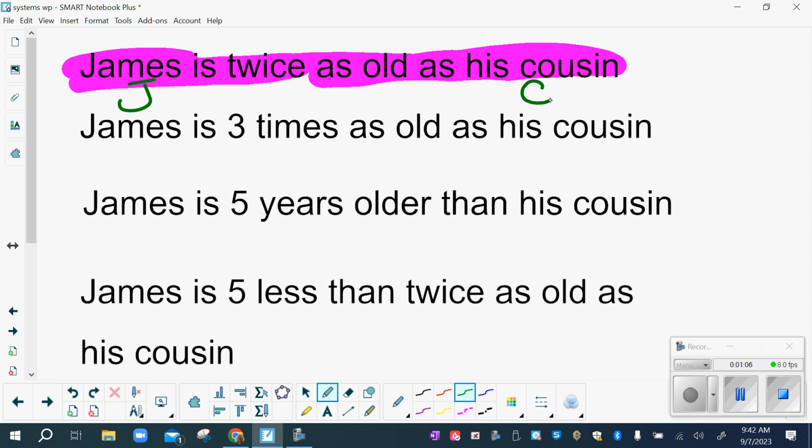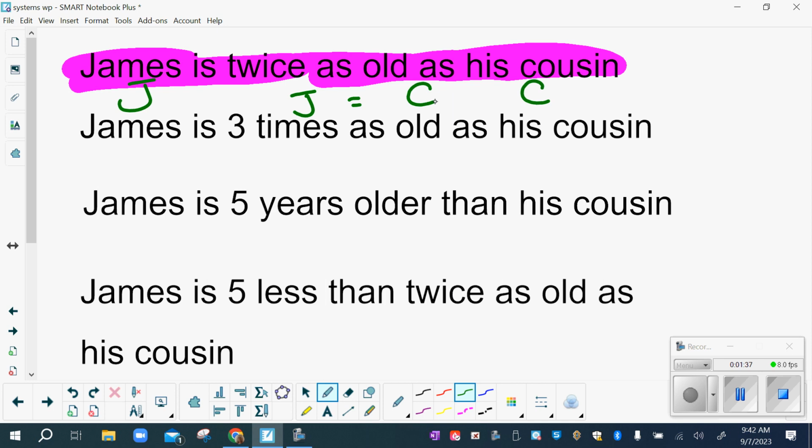I want to know, just reading that, James is twice as old as his cousin, who is the older one? Is it James or the cousin? Raise your hand if you think James is the older one. Raise your hand if you think the cousin is the older one. You're right. James is the older one. So what we're trying to put is J and C together, and I want to make them equal to each other. I want them to be the exact same size.